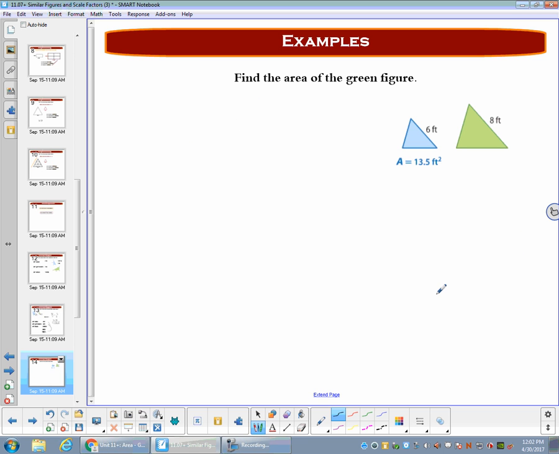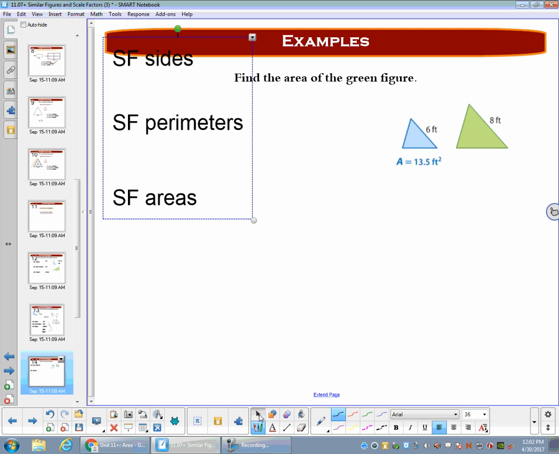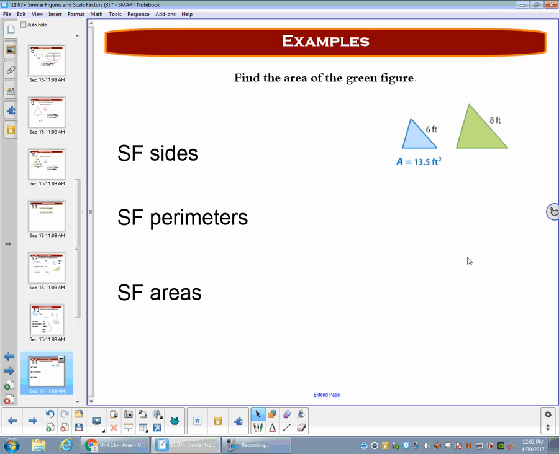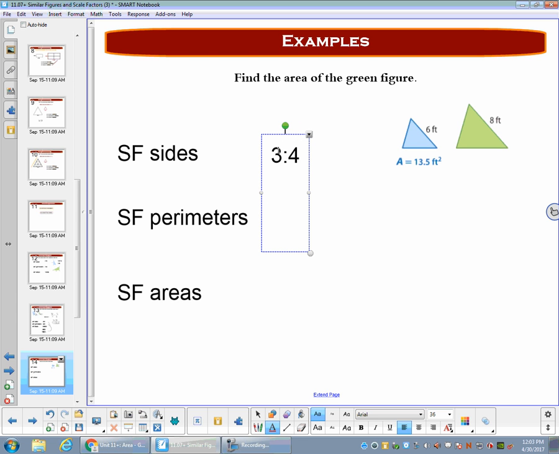Let's try another one. Now, if we look at this, do we have a scale factor for areas or scale factor for sides? Hopefully you're seeing scale factor for sides, and that's 6 to 8. What I can take out of both of those is 2, so that's going to be 3 to 4. So the scale factor for perimeters is going to be the same, 3 to 4. For the scale factor for areas, I square both of those, so 9 to 16.